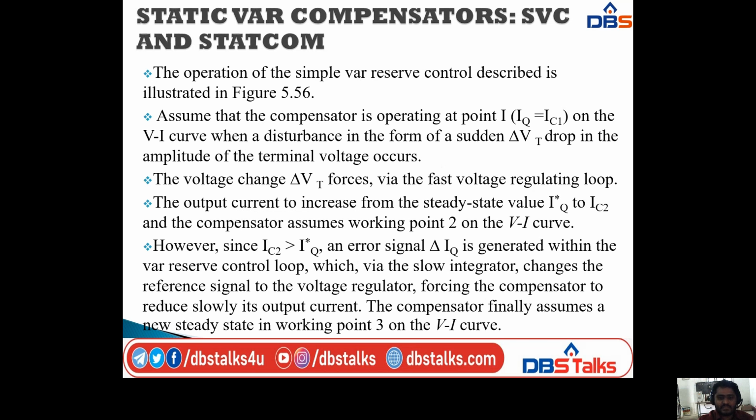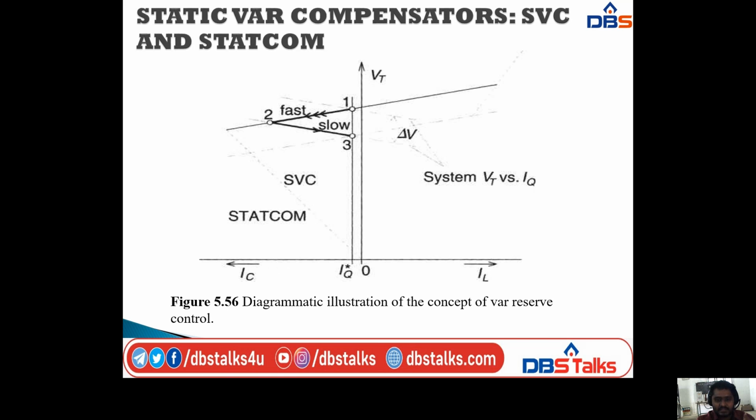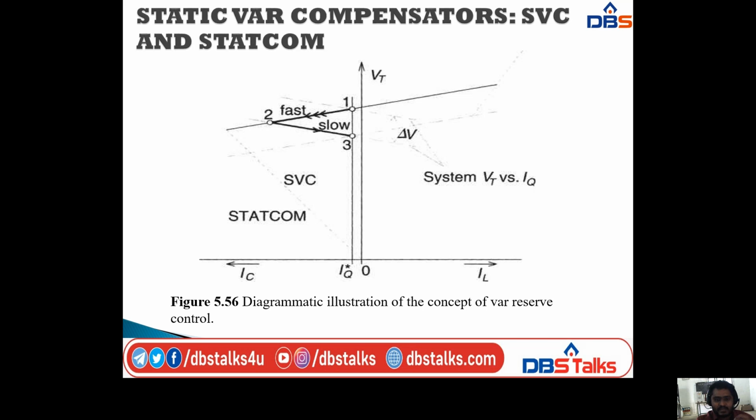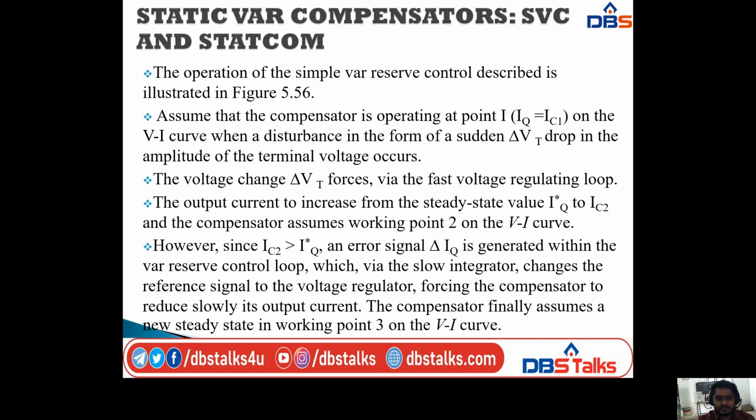Here, assume that the compensator is operating at point 1 on the VA curve. When a disturbance in the form of a sudden drop in the amplitude of the terminal voltage vector occurs, what will happen is the voltage change, that is delta VT. So delta VT forces, via a fast voltage regulating loop, and that's why I am taking this one as fast.